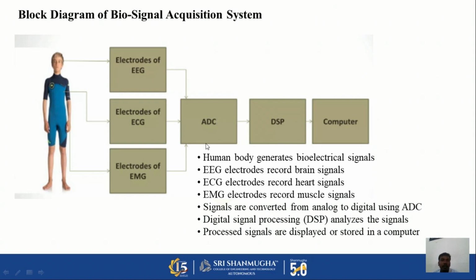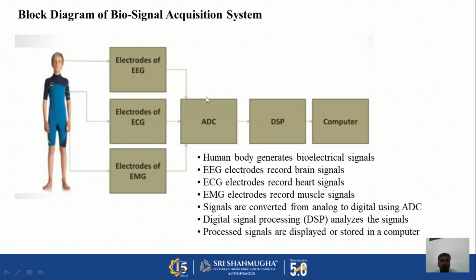For example, EEG electrodes are used to measure electrical signals generated by the brain. ECG electrodes measure the electrical activity of the heart. EMG electrodes measure the electrical signals produced by muscle contractions. These signals are initially analog signals and cannot be directly processed by digital systems.